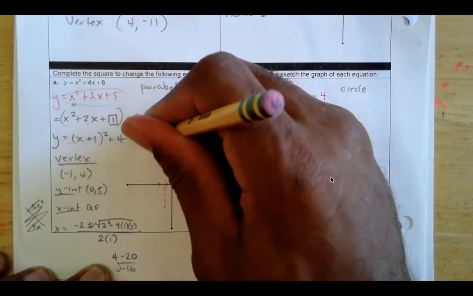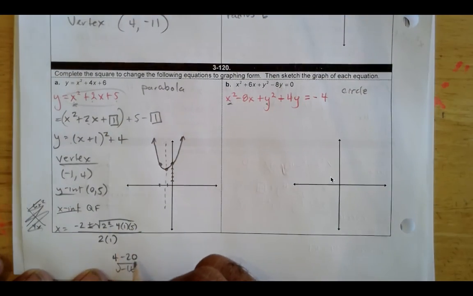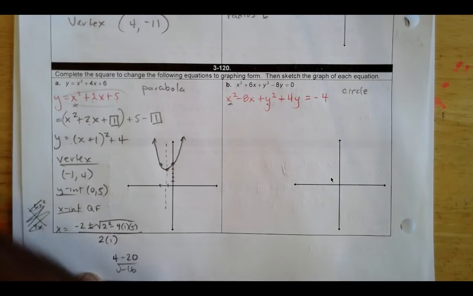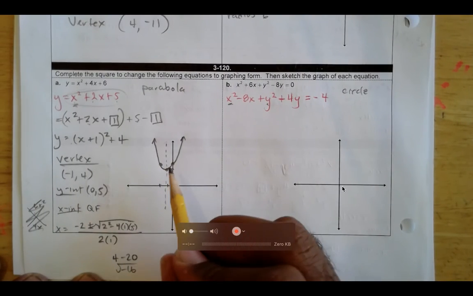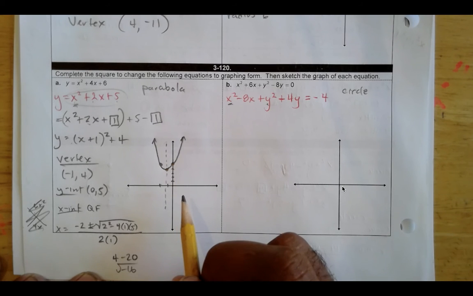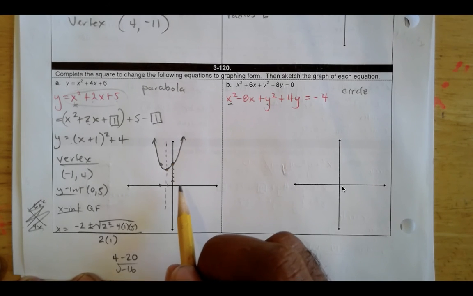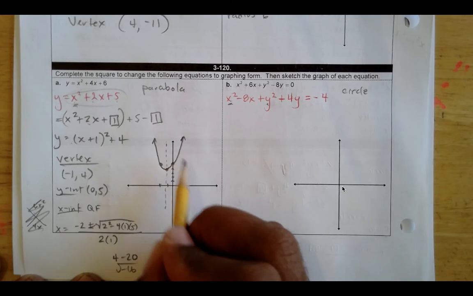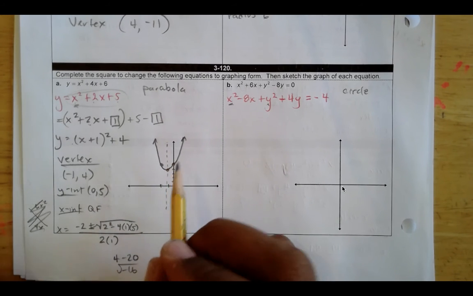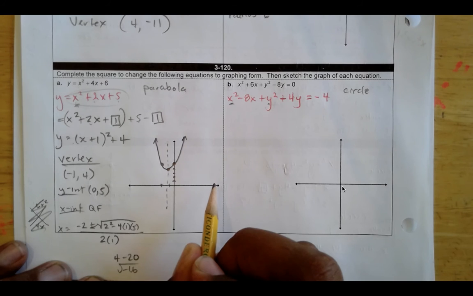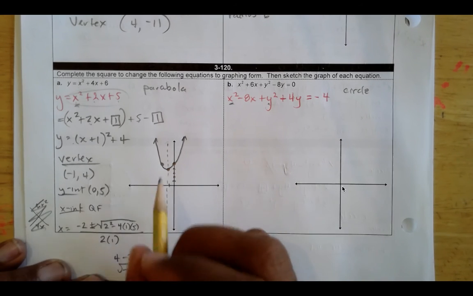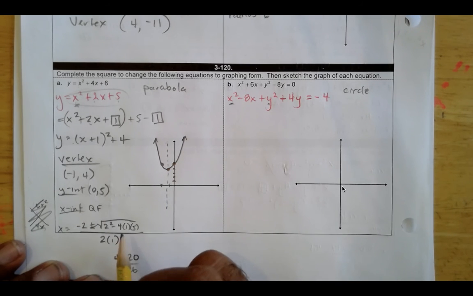And this is why you get complex roots or imaginary roots, or why you got undefined when we typed this, because it doesn't have any x-intercepts. It doesn't even cross the x-axis. It doesn't touch it. So there are these imaginary roots that are kind of like suspended in space. It doesn't have a root down here. Okay, so that's why you end up with undefined when you're looking for those x-intercepts.